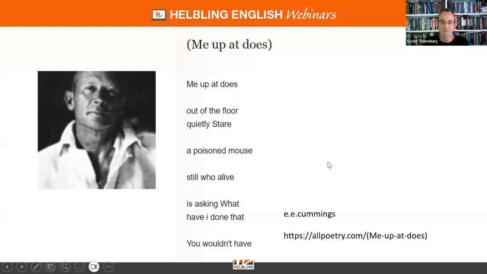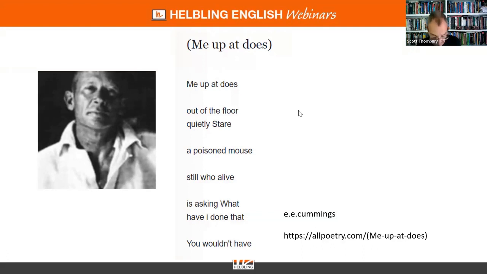Look at this. This is a modern American poet, 1950s, 1960s, incredibly famous. Apart from anything else, he never used capital letters, not even in his name. Anyway, this is one of his poems. Me up at does, out of the floor quietly stare, a poisoned mouse, still who alive, is asking, what? Have I done that? You wouldn't have.